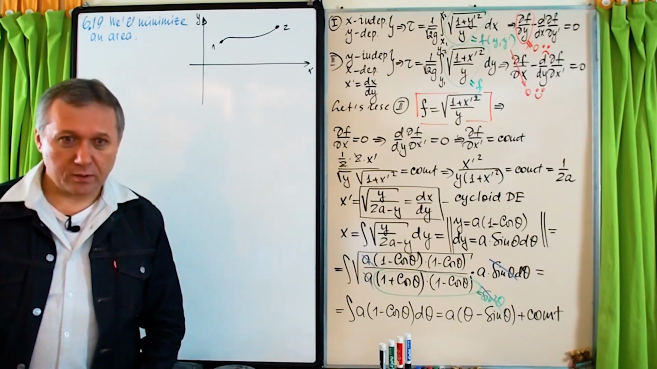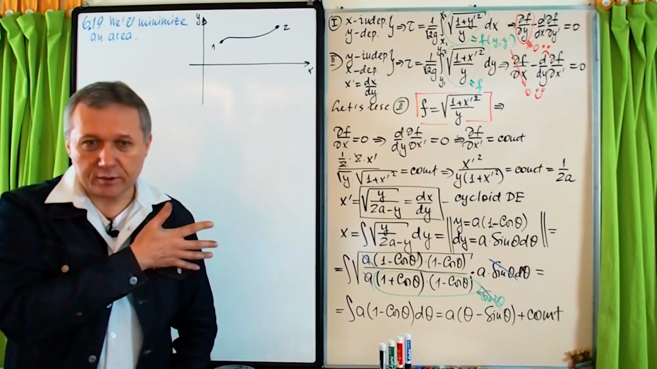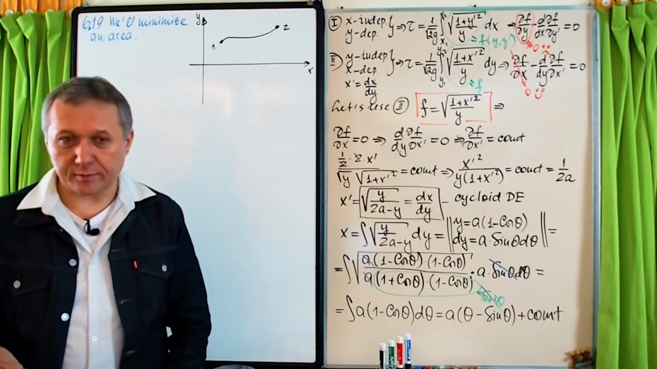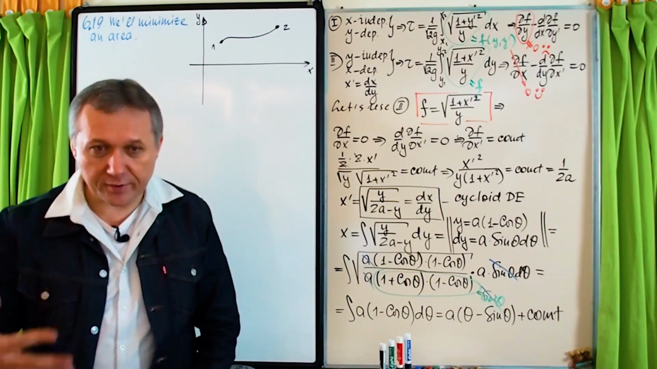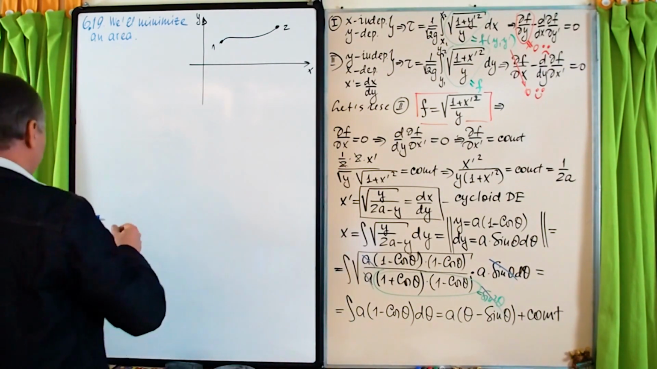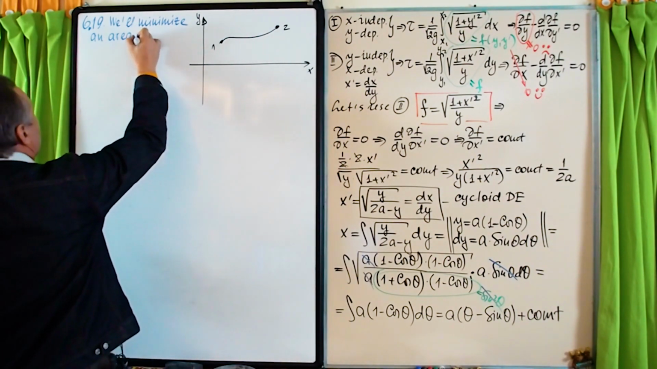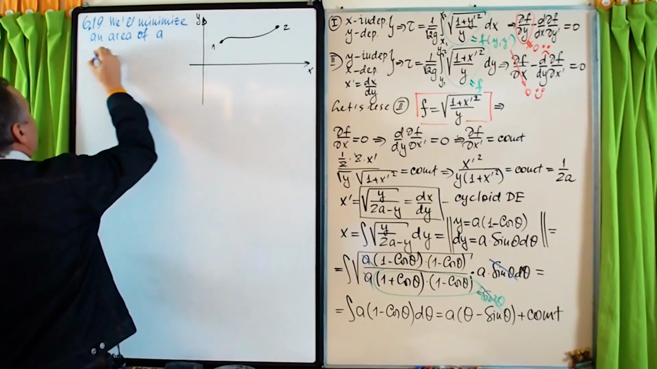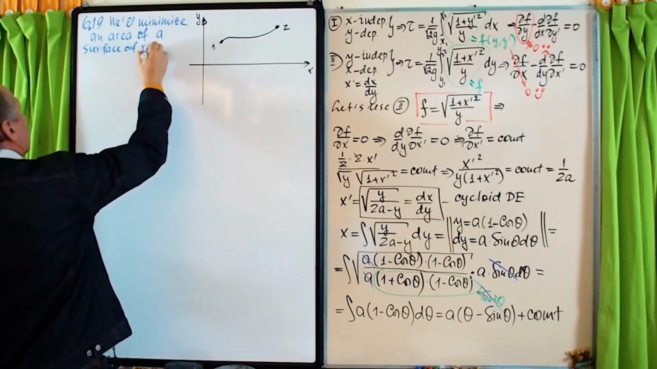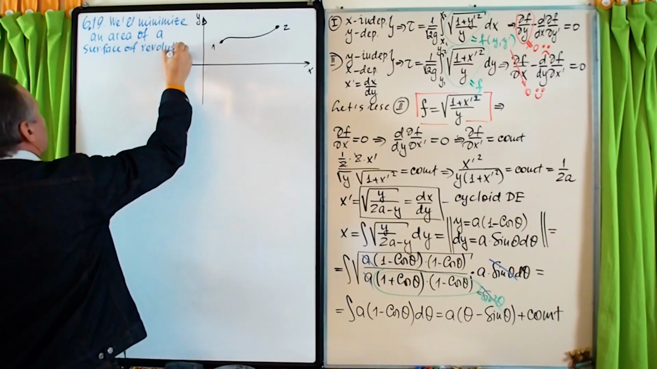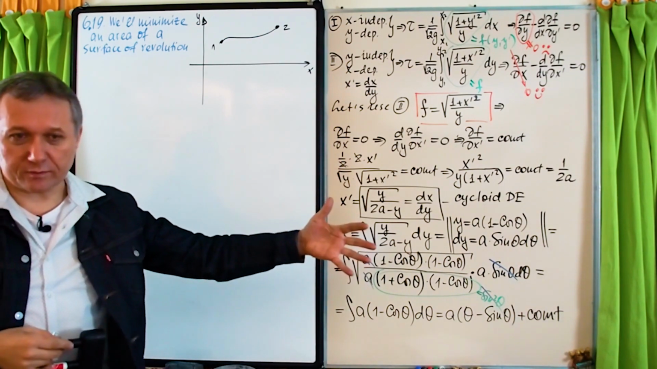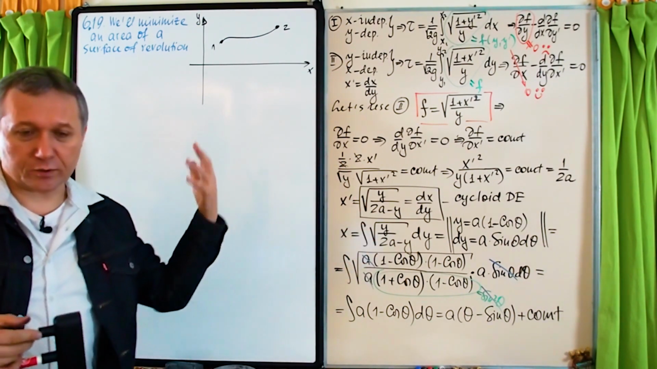Interesting problem, right? And of course, if you don't have this tool, it sounds like ridiculously complicated. But with this tool which we developed, calculus of variation, it's very straightforward. Okay, so minimize area over a surface of revolution. Right. So first example, minimization of distance, then time, and now the surface.